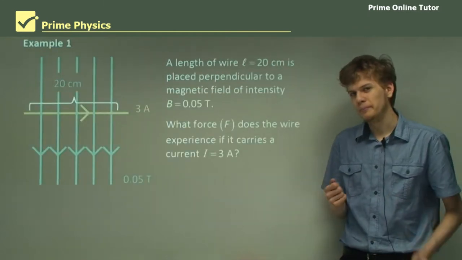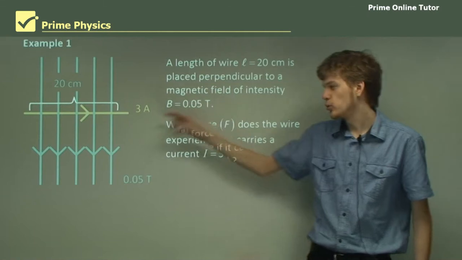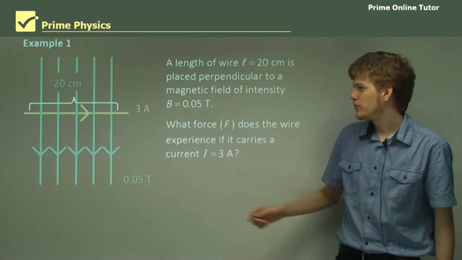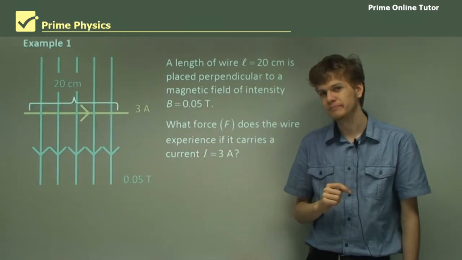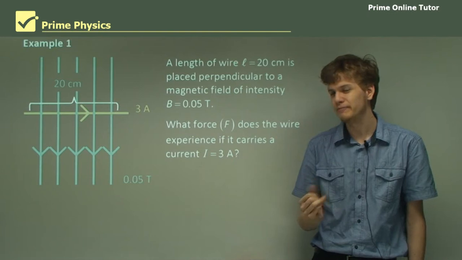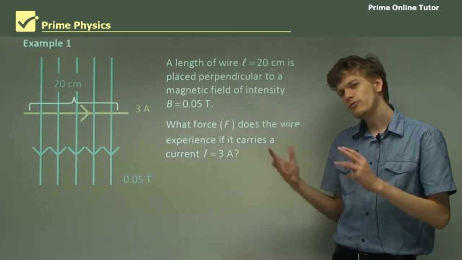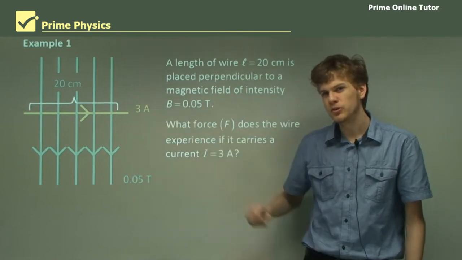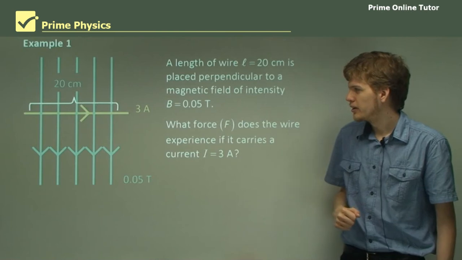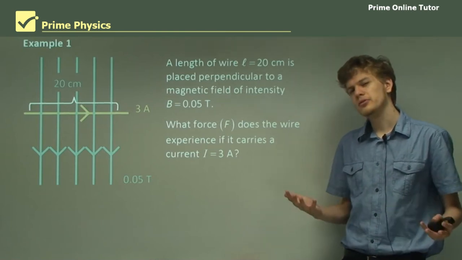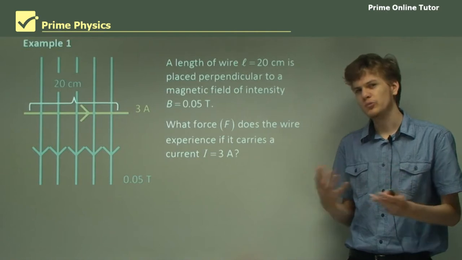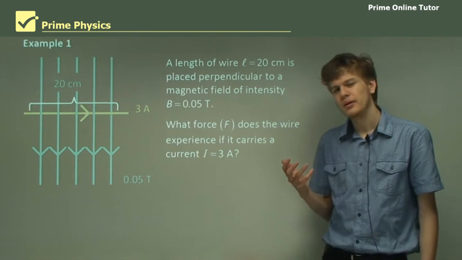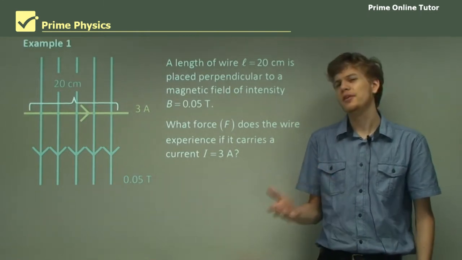So let's look at an example. We'll take a length of wire, 20 centimeters long, and place it inside a magnetic field, right? The magnetic field has a strength of 50 milliteslas, or 0.05 Tesla. So what force acts on this if it's carrying a current of 3 amps, which is a fairly large current? And another thing to ask yourself might be, in what direction will it act? All right, well, we can figure this out with our formula, right? F equals BIL sine theta.